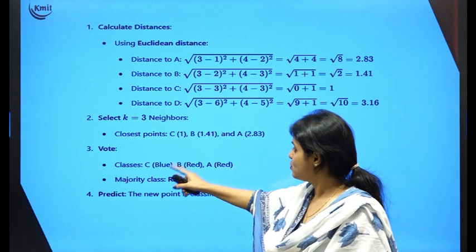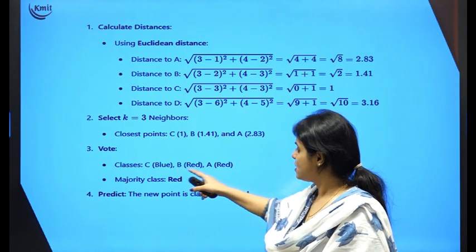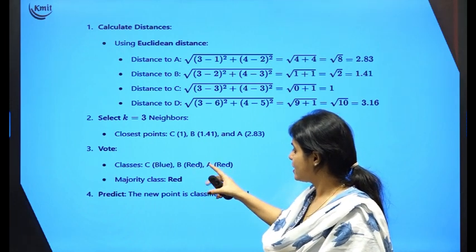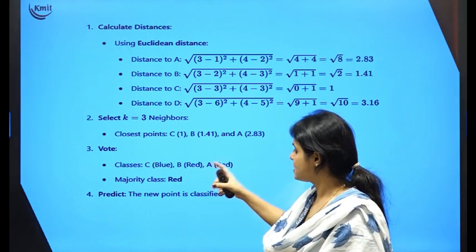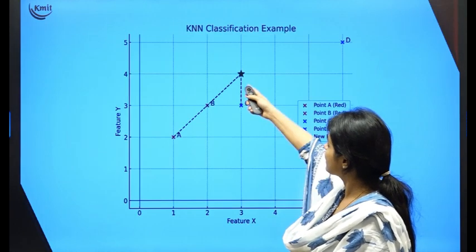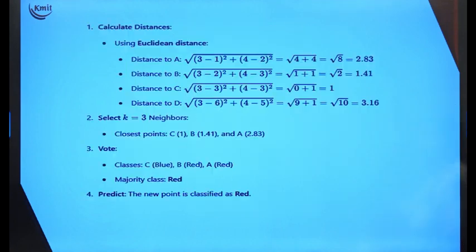C has blue color, B has red color, A has red color. So out of these three nearest points, A and B have red color, that is the maximum number, so the majority class is red. Hence the new data point will be considered as red. So this is how KNN works.